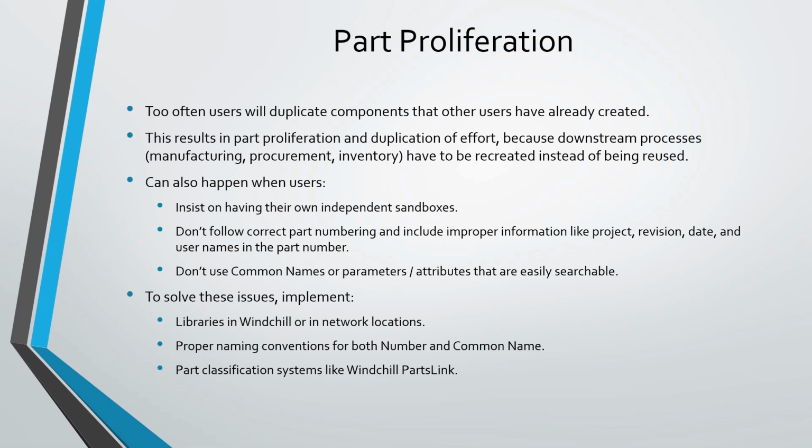And the reason that this is a problem is that you might have two components that are exactly the same, but because they're under different names, when you're going to do downstream processes like manufacturing or procurement or inventory, you're going to duplicate the efforts there as well. So for example, if you have, again, two components that are exactly the same, you'll probably end up with two different process plans, or you'll have to procure them separately, or you'll store them in different bins in your inventory system.